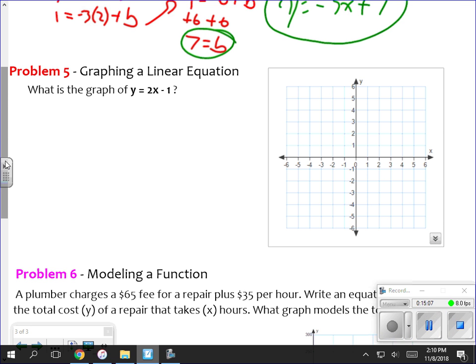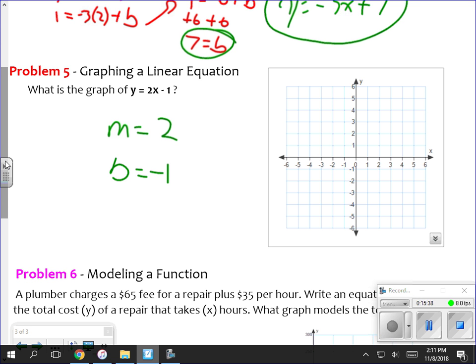Graphing a linear equation. It's actually really easy. First step, identify your slope and identify your y-intercept. So for the equation y equals 2x minus 1, what's my slope? What's my m? It's 2, not 2x, but just 2. Common mistake. And what's my y-intercept? What's my b? Negative 1.